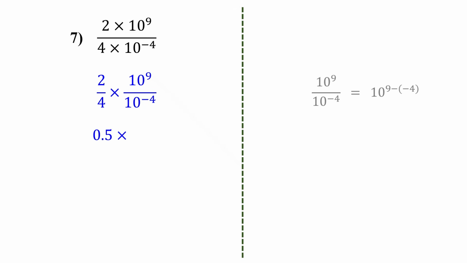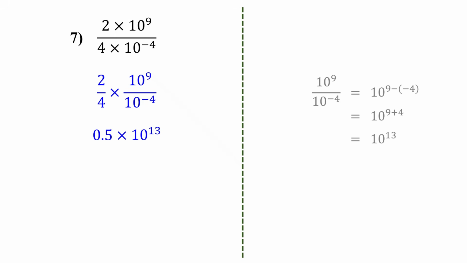For the powers of 10, keep the base 10 and subtract the exponents. 9 minus -4 is the same as 9 plus 4, which equals 13. So we get 10 to the 13th power. Now check the number part. Pay close attention. Notice 0.5 is not between 1 and 10. That's too small. So this is not in proper scientific notation yet.